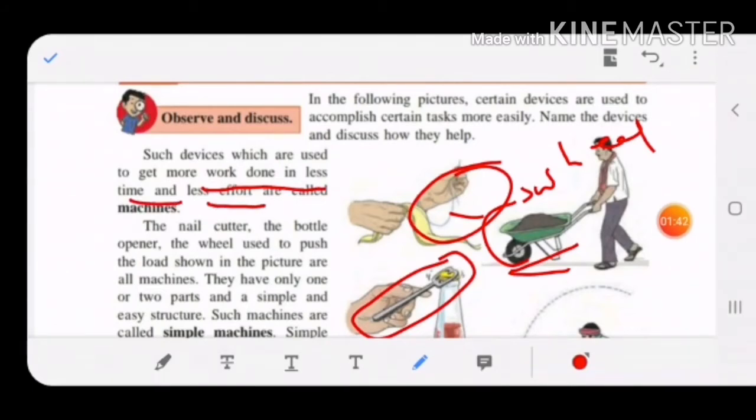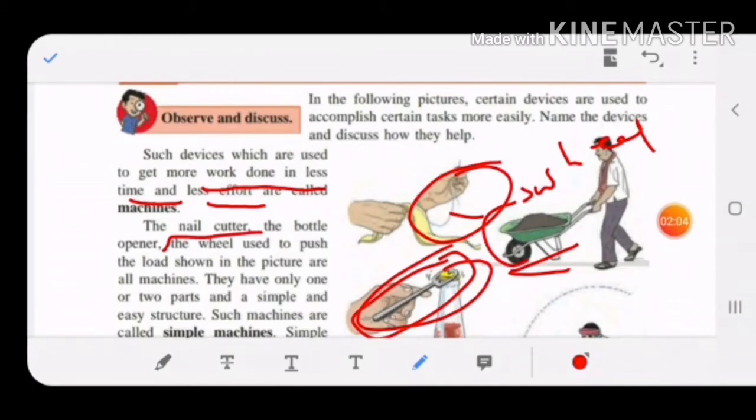Anybody can carry a needle and thread in the hand. Yes or no? Anybody can handle this bottle opener. Anybody can use the axe. Yes or no? And your work will be done in less time with less effort. Such machines are called simple machines. So children, these are machines only because they are easy to handle.